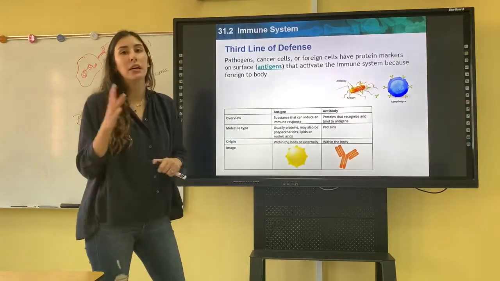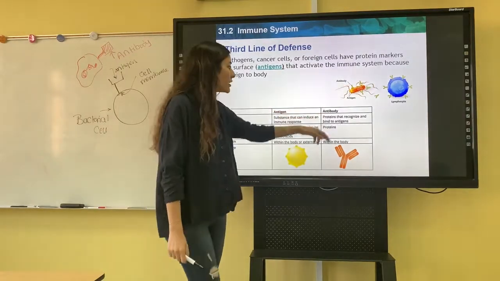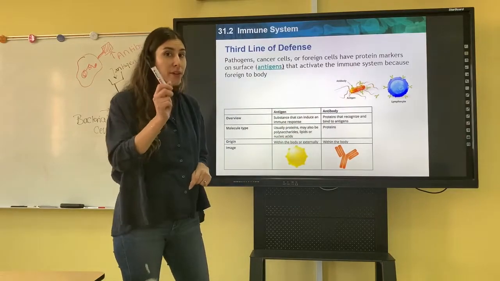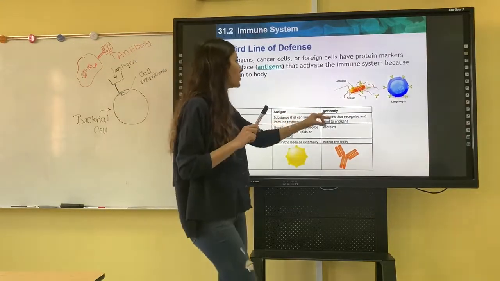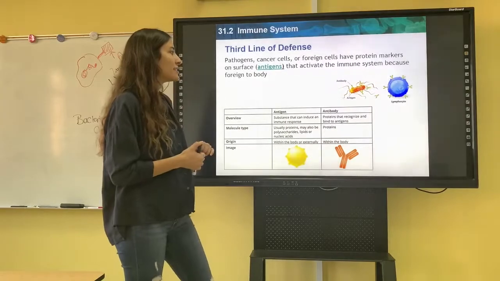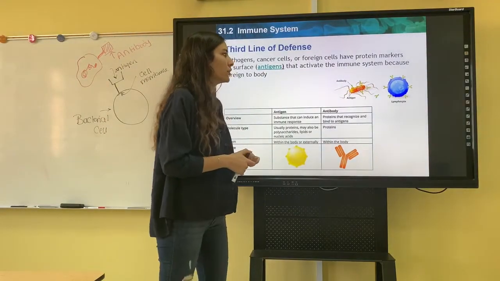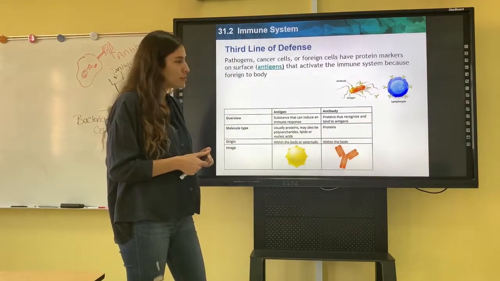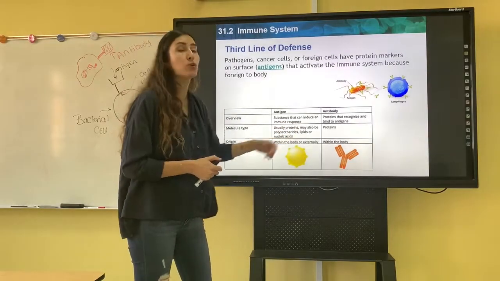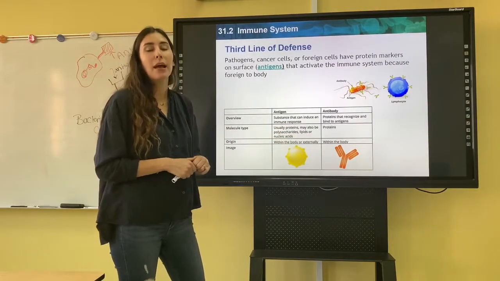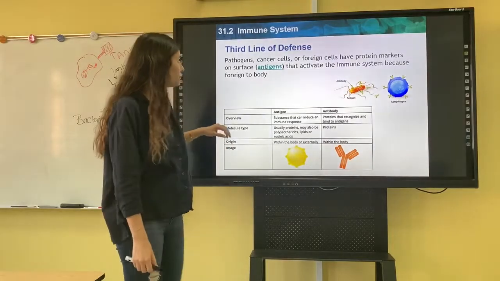And they're found either inside the body, or externally on the surface of the pathogen. Antibodies are proteins. This is important, okay? Antibodies are proteins that recognize and bind to the antigen. They're usually found on the surface of white blood cells. And they are produced inside your body, specifically by the immune system. Okay.